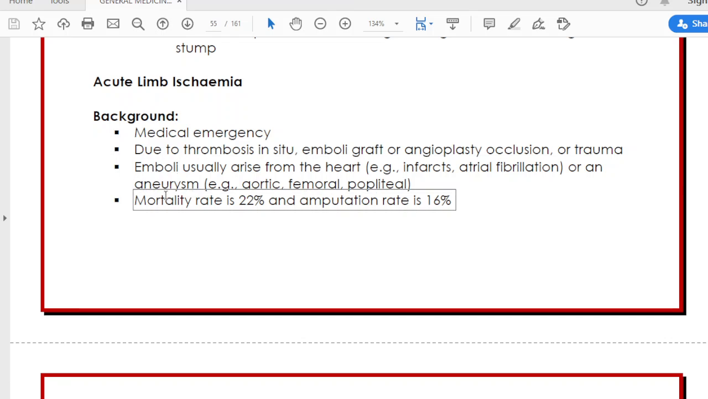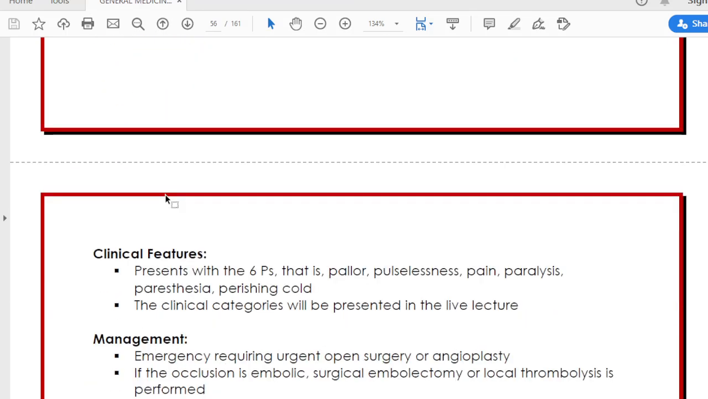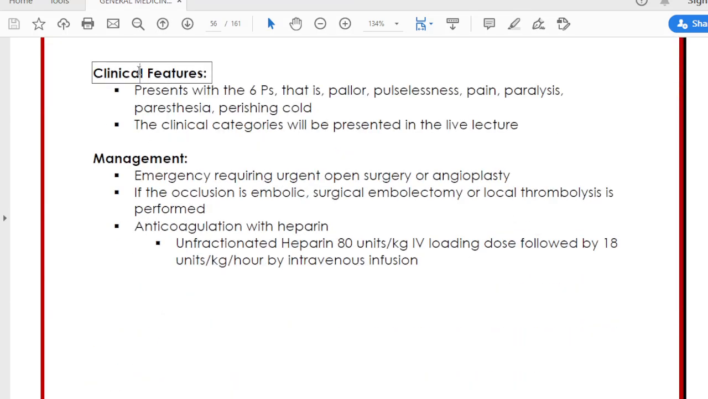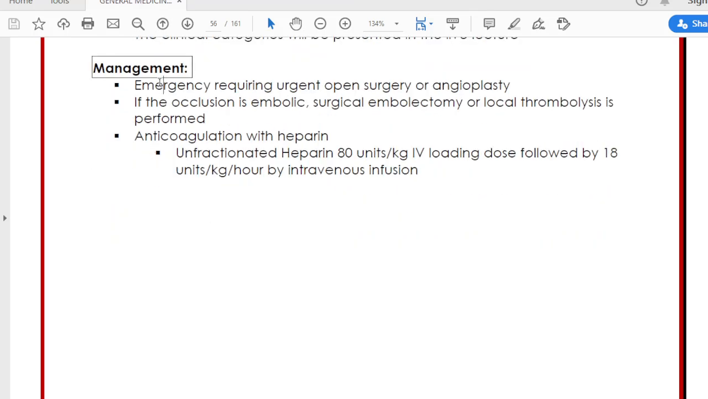Mortality rate is 22% and amputation rate is 16%. Clinical features: presentation with the 6 Ps, that is, pallor, pulselessness, pain, paralysis, paresthesia, perishing cold. The clinical categories will be presented in the live lecture. Management: emergency requiring urgent open surgery or angioplasty. If the occlusion is embolic, surgical embolectomy or local thrombolysis is performed.